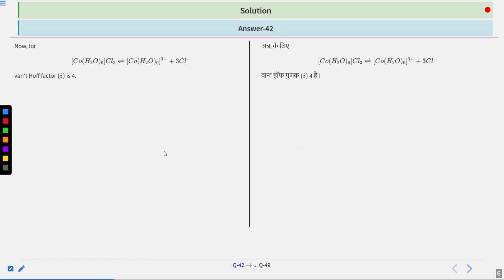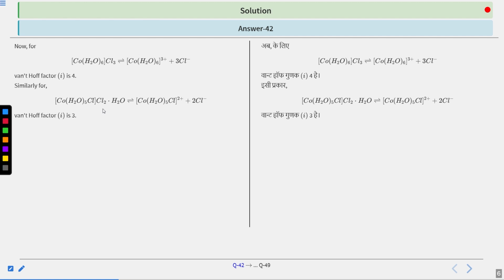So how will we calculate for D? For option D, you will see that outside the square bracket we have 3 chlorine atoms, and the complex will be one entity. So a total of 4 entities will be there, so the Van't Hoff factor will be 4 here.